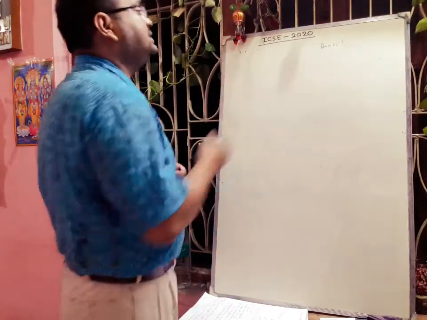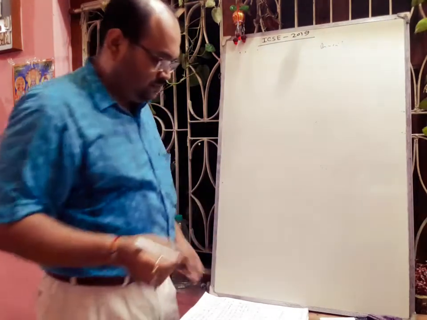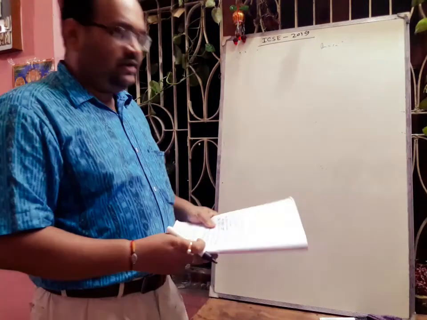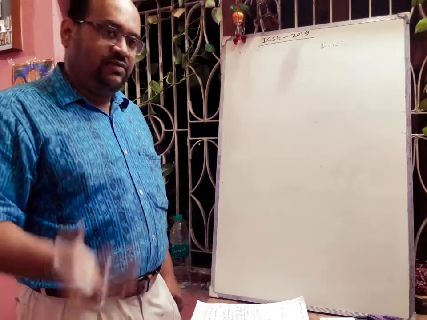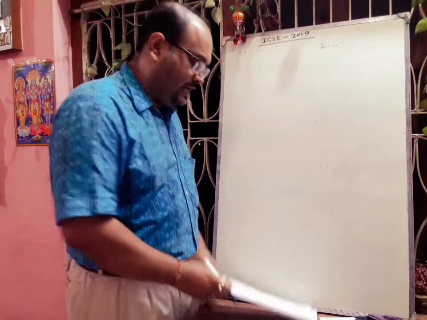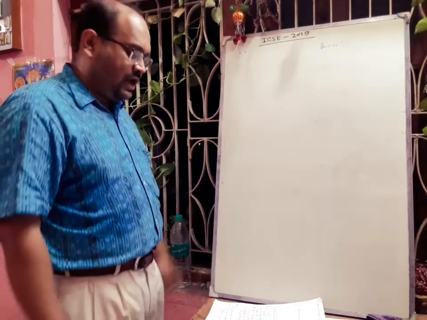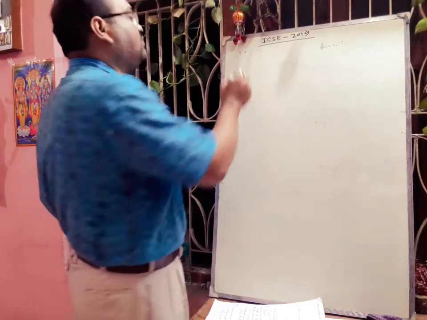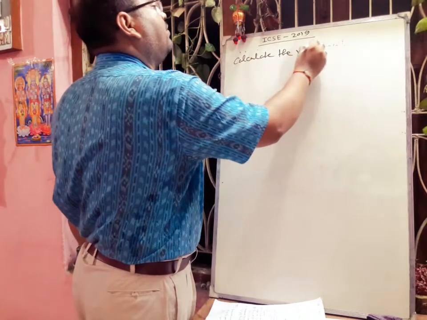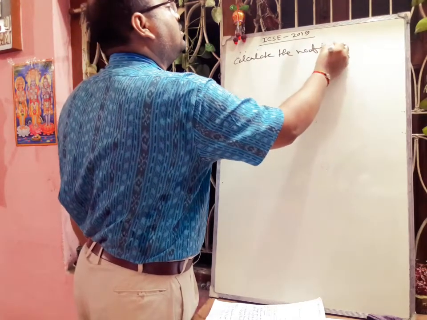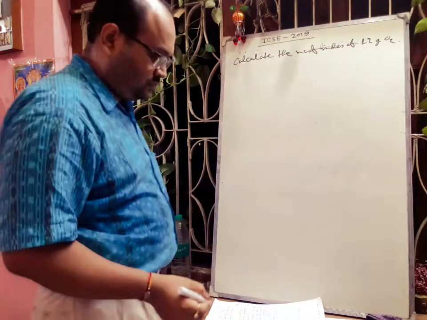Next I will discuss the ICSE year 2019. I hope that you will get these questions from your book, otherwise I will give you a PDF. All questions I am not writing here. Here the first question is: calculate the number of moles of 12 gram oxygen.